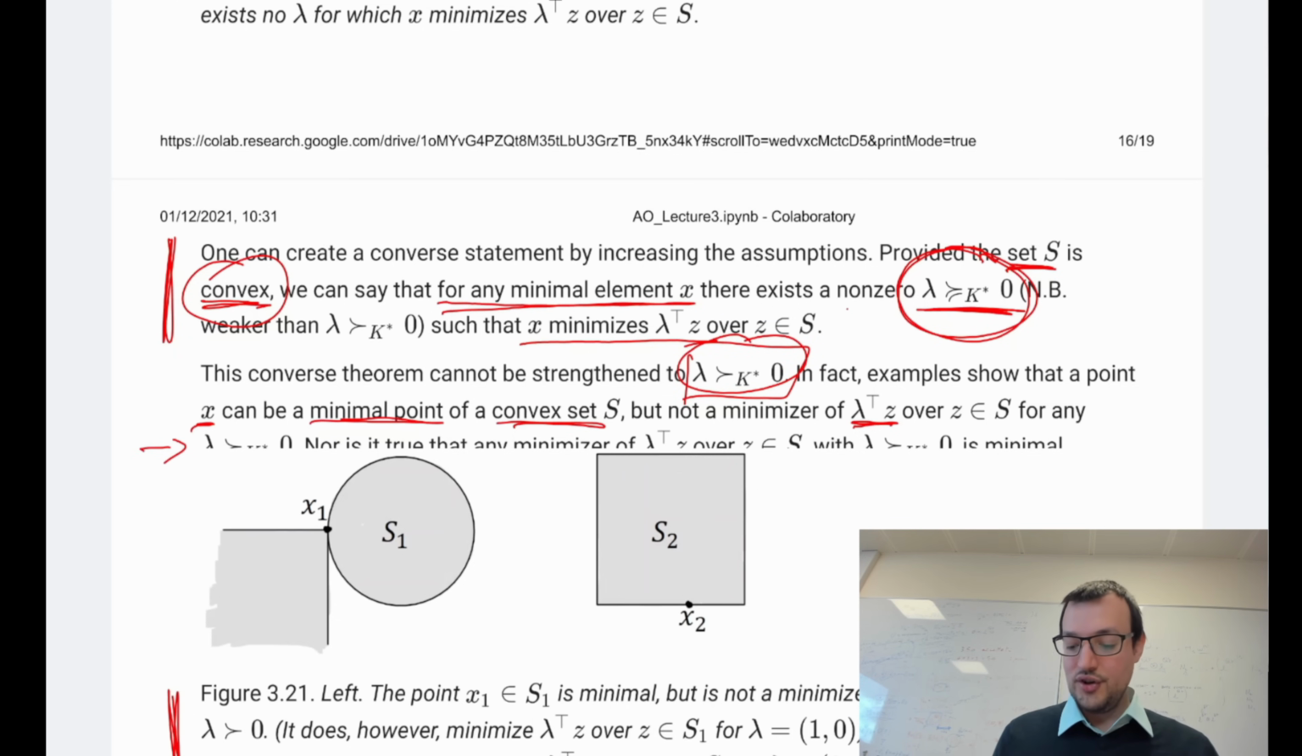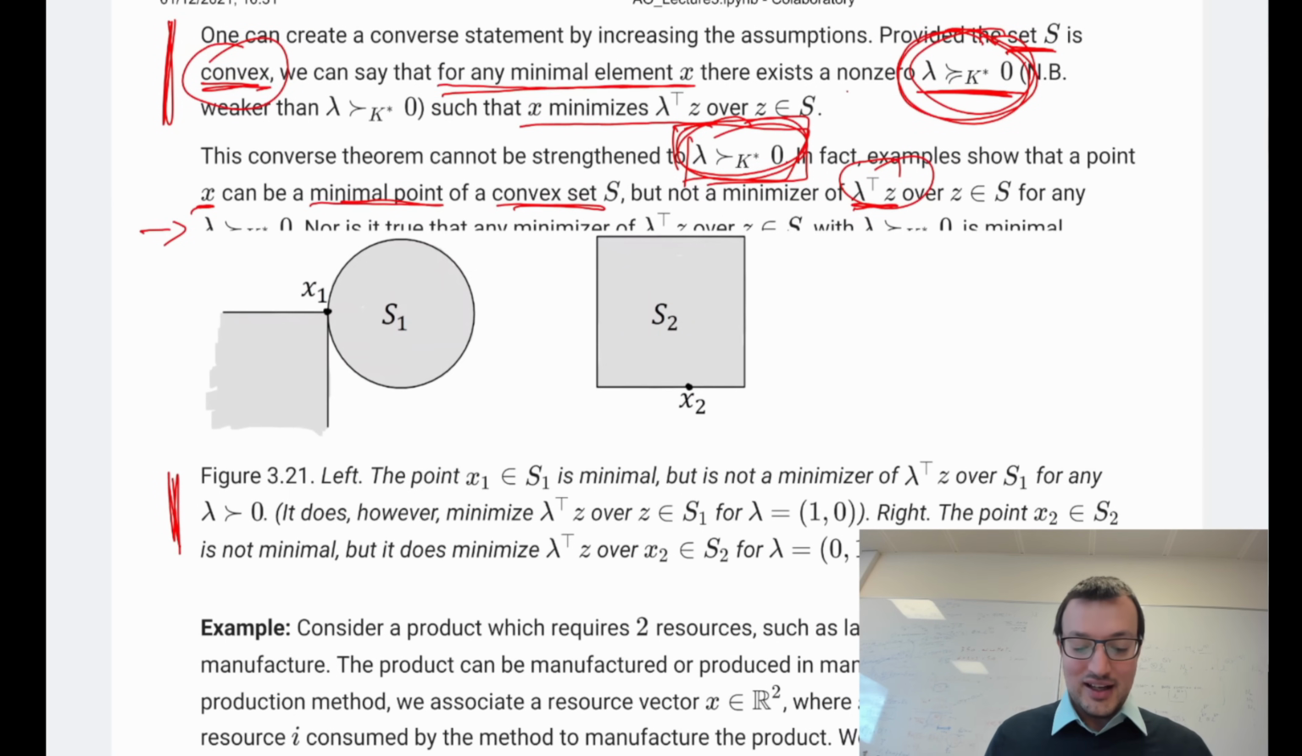Of course, it's going to be true for the non-strict inequality, because that's exactly what we stated a second ago, but it doesn't hold for the strict inequality. And it's not true also that any minimizer of lambda transpose z with this condition is minimal. So again, the converse of the converse with the strict inequality does not hold. And here we have two counterexamples that show us exactly this.